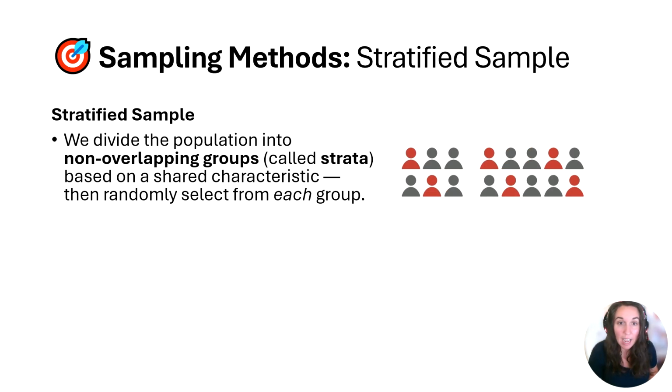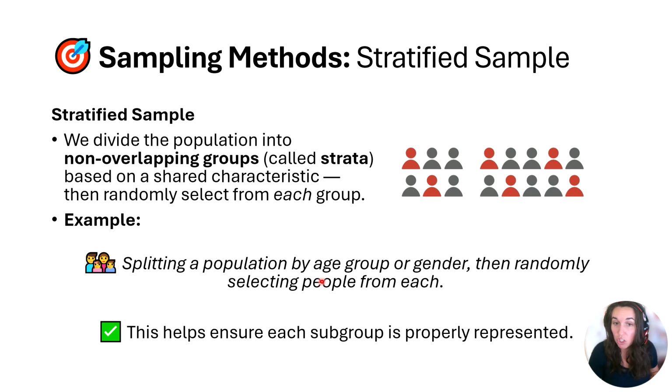Okay, so the next type of sampling method that we have is called the stratified sample. And that's when we divide the population into non-overlapping groups called strata, which is where this stratified comes from, based on a shared characteristic, then randomly select from each group. So for example, we might take a population and split it by age group or maybe gender, and then randomly select people from within each of those groups.